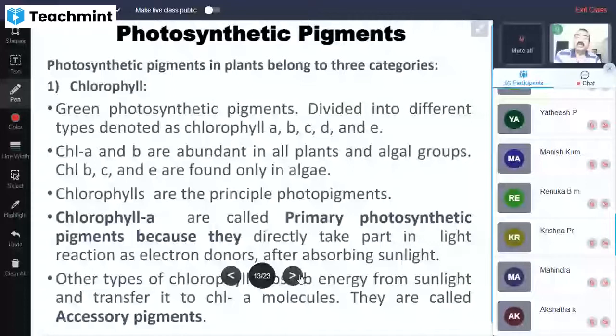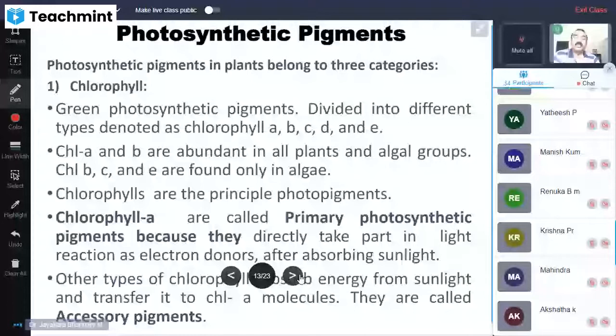So, there are three pigments: chlorophyll, chlorophyll A, B, C, D, E. These are the subtypes, and out of which we have seen chlorophyll A is the primary photosynthetic pigment because they directly take part in light reaction, whereas all others are called accessory pigments because they do not directly take part in photosynthesis. They only absorb light and transfer their absorbed light to chlorophyll A molecule to further take part in light reaction. So chlorophyll A is the most important main pigment required for photosynthesis. Therefore, it's called primary pigment. All others are accessory pigments.